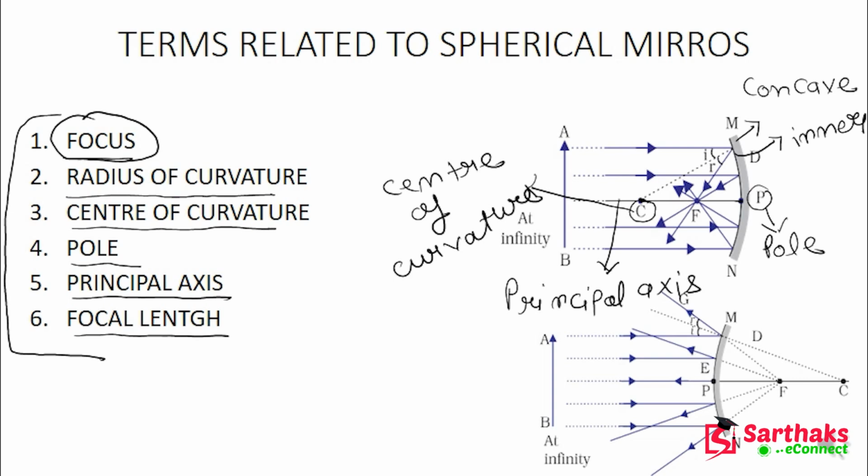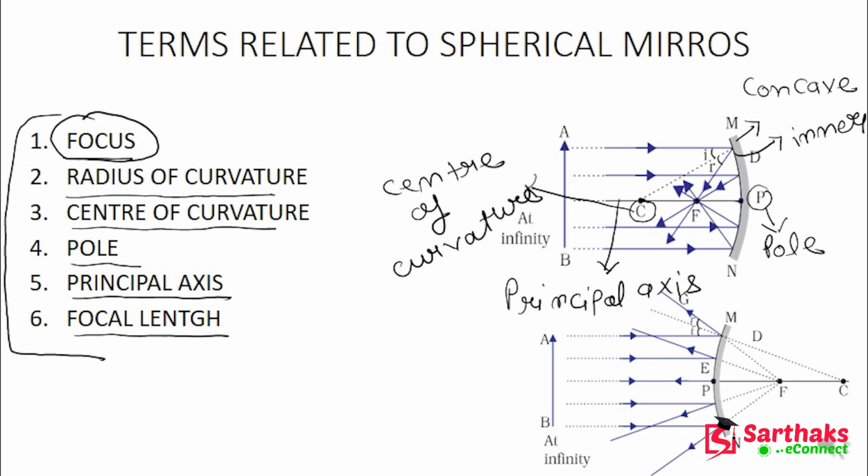Now these lines are parallel to the principal axis. And the point where these rays meet after the reflection is known as focus. At this point they are meeting, that's why this point is known as focus. I hope you got my point.